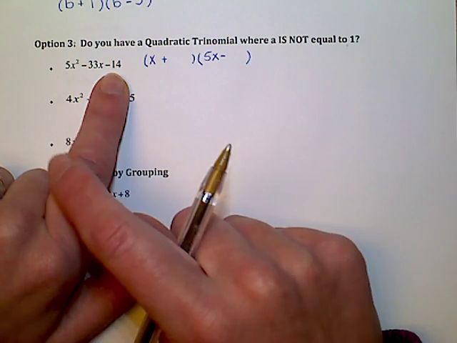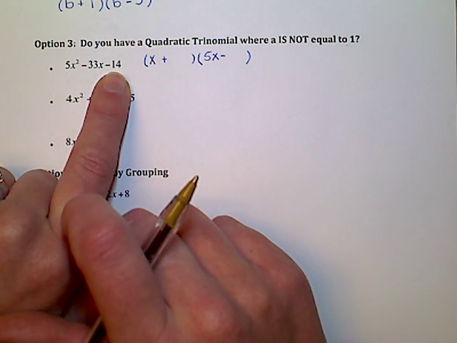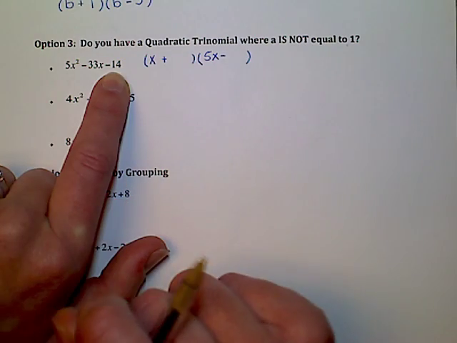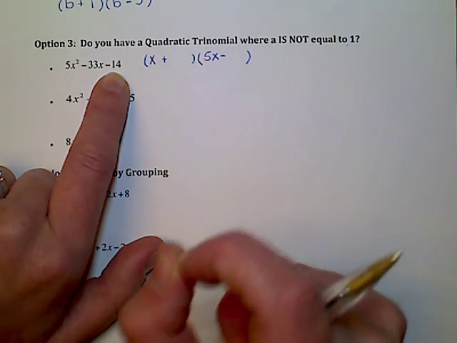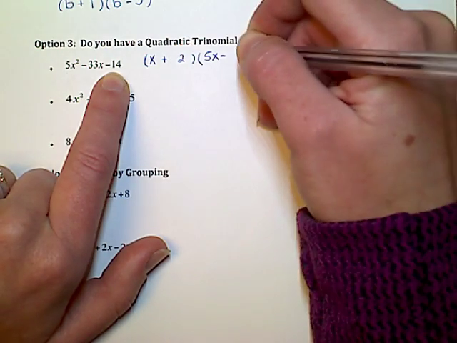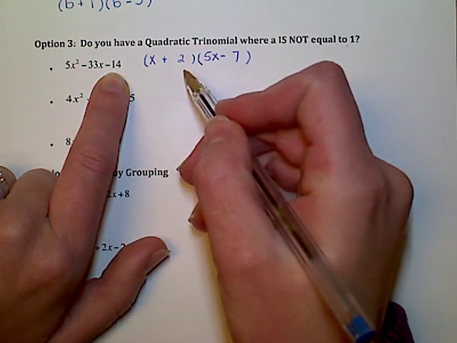I've got to multiply to 14, so that could be 1 and 14 or 2 and 7. I don't actually know which ones. I usually start with the ones closest together, so 2 and 7. So let's just put a 2 here and a 7 here and see what happens.